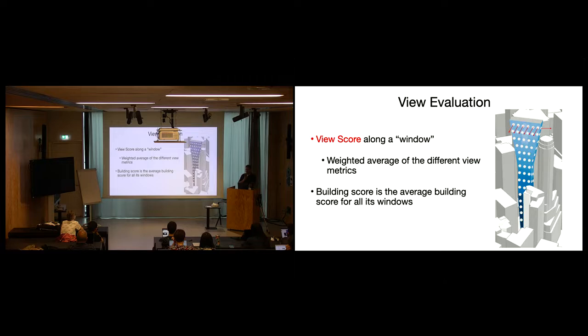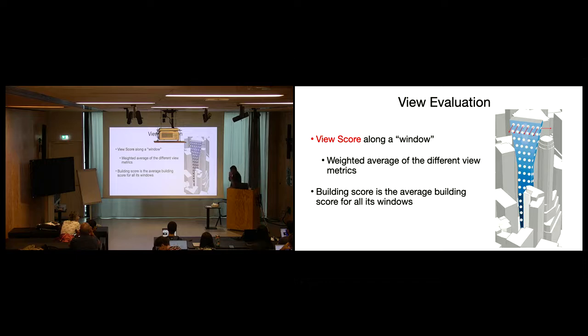So what we would do then is to discretize the surface of the building into what we call windows. And what we would compute as a view score would be a weighted average of the four criteria that you saw before. So the user is going to define weights, and then we would compute it for each one of these windows and summarize it in one view score. And then we can compute the building view score, the score for the entire thing. We chose to do it as the average of all the windows. We could do it differently, but that's the way we did it. And that's how we define how good a building is.